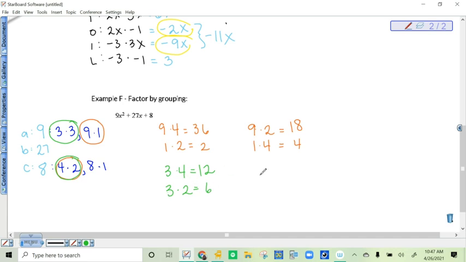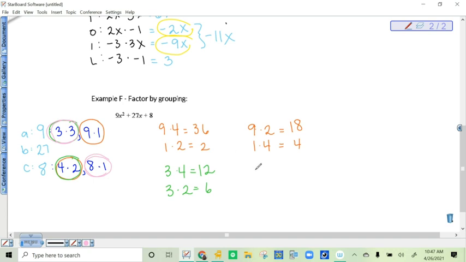No. And if I just switched them around, it wouldn't change anything, right? I had 4 different options because I could do 9 and 4 or 9 and 2 and then 1 and 4 and 1 and 2. But 3 and 3 are the same number, so that's not going to change anything. Let's try 3 and 3 and 8 and 1.